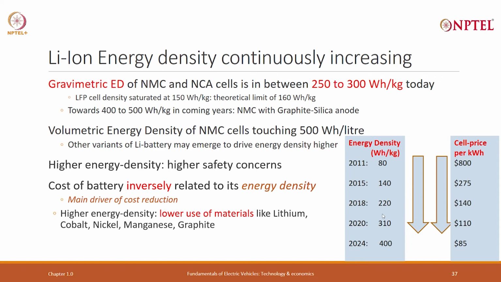And I want to again point out, cost of battery is inversely proportional to its energy density, and it is a main driver for cost reduction. Why? Because higher energy density basically means I need lower amount of material for same kilowatt hour of battery. I need lower lithium, lower cobalt, lower nickel, lower manganese, lower graphite, and all this helps me.